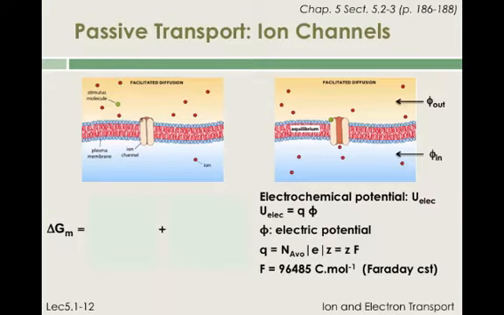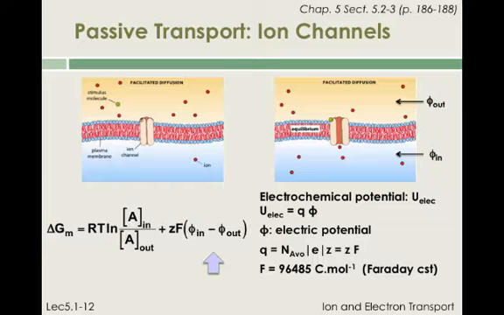The change in free energy for an ion as it is transported from the outside to the inside of a cell is therefore written as the sum of two terms. The first term is similar to that used for nonpolar solutes and accounts for differences in concentration inside and outside the cell. And the second term is the change in solute electrochemical potential, Z F delta phi.